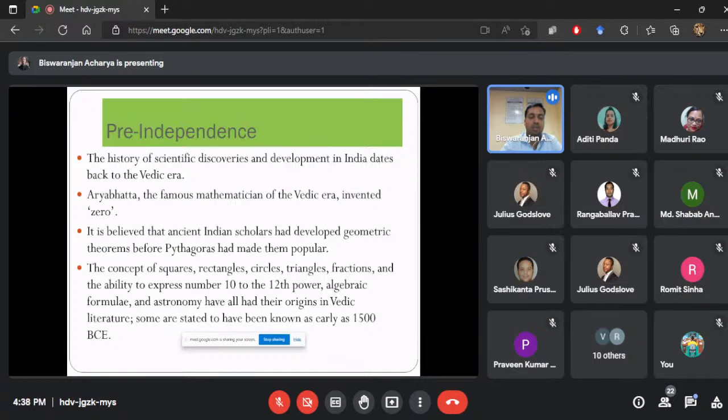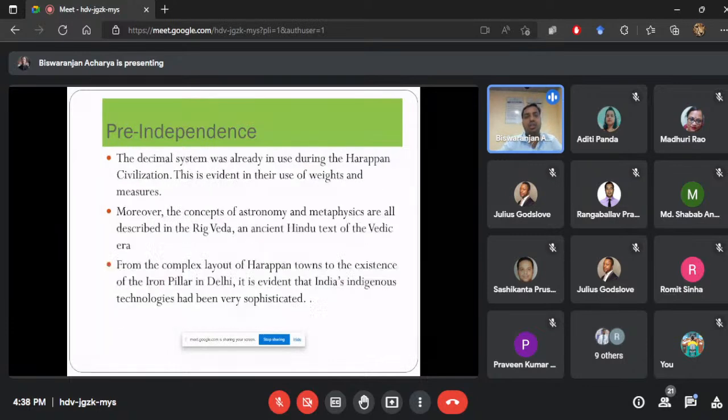They have their origin in Vedic literature also. We find in Vedic literature some are stated to have been known as early as 1500 BC. The decimal system was already in use during the Harappan civilization. This is evidenced in their use of weights and measures.